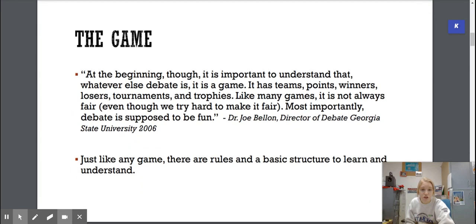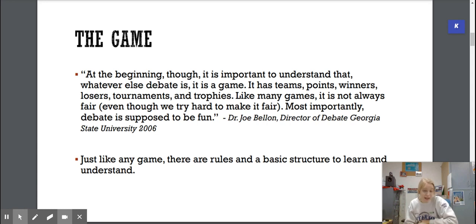A quote by Dr. Joe Bellin, who was the director of debate at Georgia State University in 2006, said, "At the beginning, though, it is important to understand that whatever else debate is, it is a game. It has teams, points, winners, losers, tournaments, and trophies. Like many games, it is not always fair, even though we try to make it fair. Most importantly, though, debate is supposed to be fun."